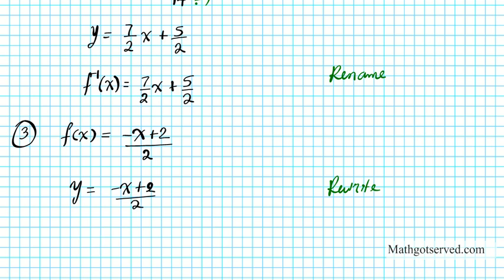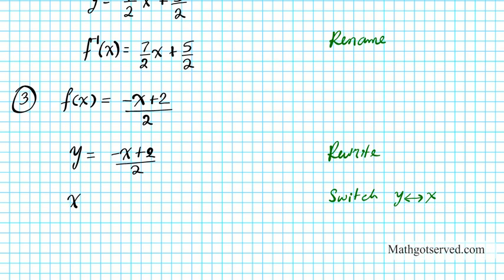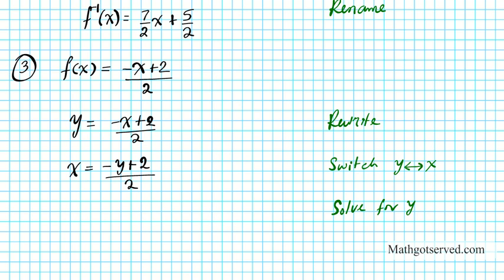Next step is to do the switch. We're going to switch the y's for the x's and the x's for the y's. So that's going to yield x equals negative y plus 2 over 2. Okay? Now, after doing the switch, the next thing we're going to do is solve for y, and whatever we get for y, that is our inverse.